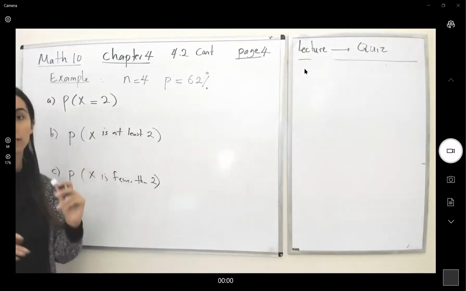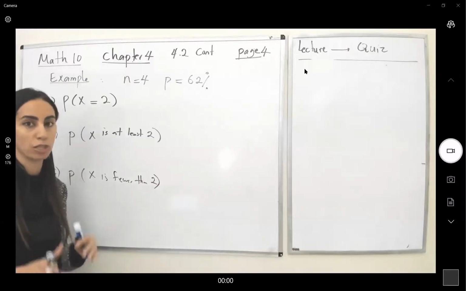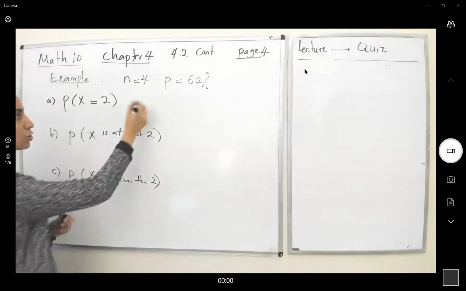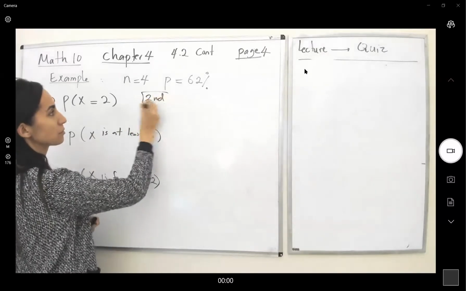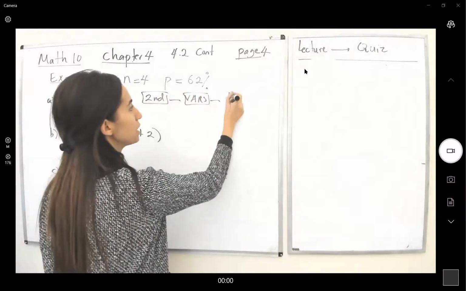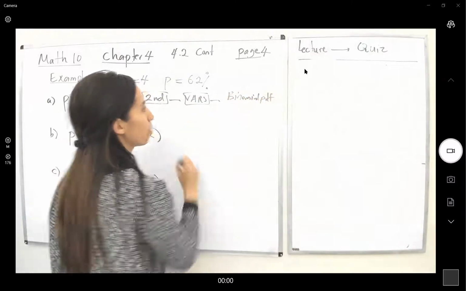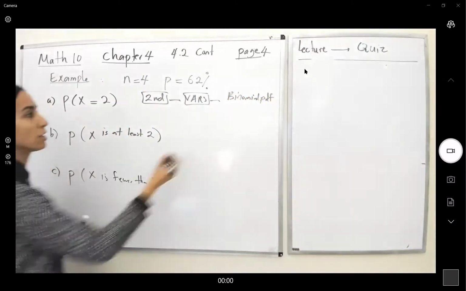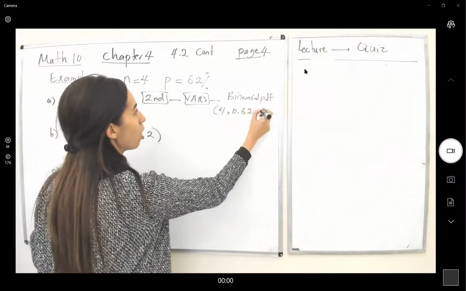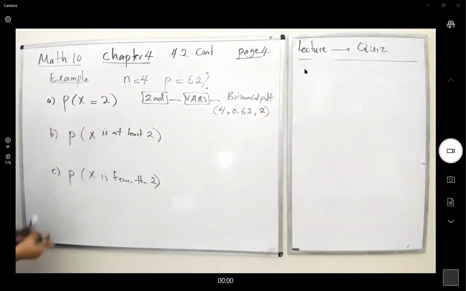For the first one, since you have exactly equal to, there is no option. You have to use binomial PDF. So second, vars, binomial PDF, and you punch the numbers. 4, comma, 0.62, comma, here you have 2. We don't have any other options.